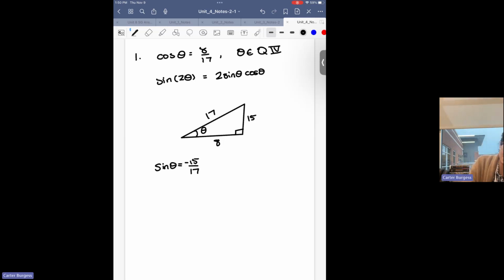And so our final answer, 2 times sine of theta times cosine of theta. You can leave it like this. This becomes negative 240 over 289. But leaving it as 2 times negative 15 over 17 times 8 over 17 is also perfectly acceptable. That is totally fine.